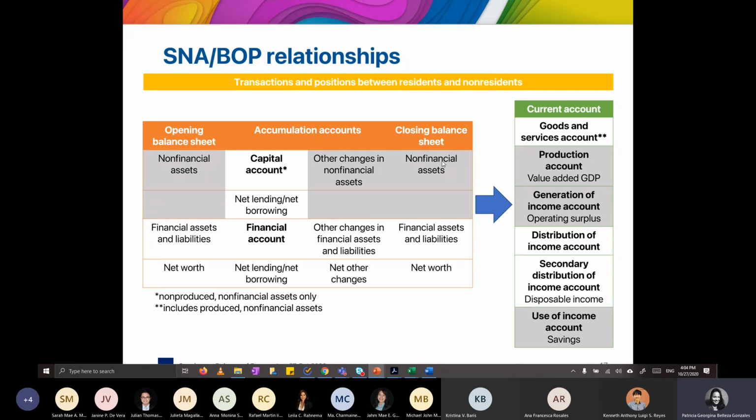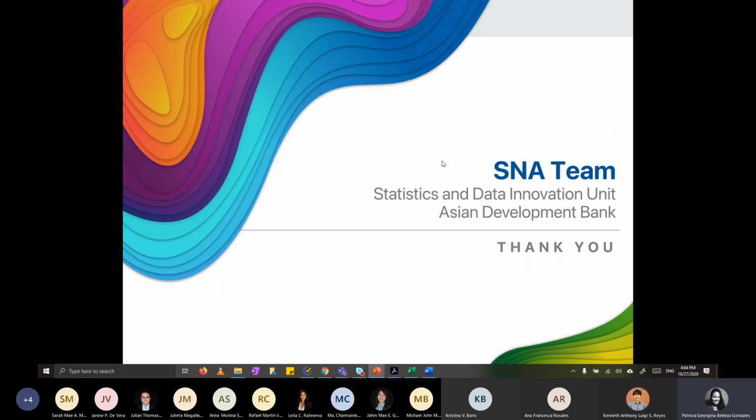So this is just the overview of the general contribution of these BOP accounts in the overall national accounting framework. With that, I end my discussion. I hope I was able to give you some insights into how the BOP is collected and what role it serves within the overall national accounting framework. If you have any questions, the floor is open.